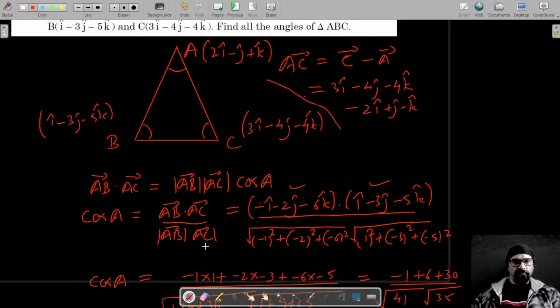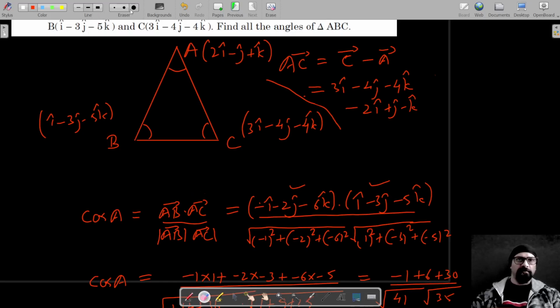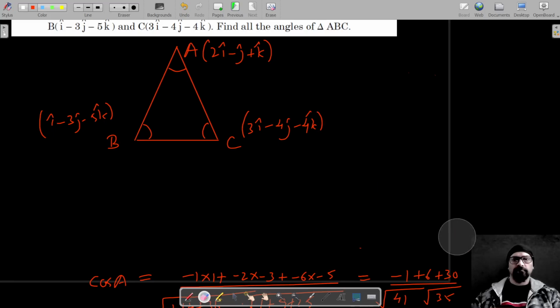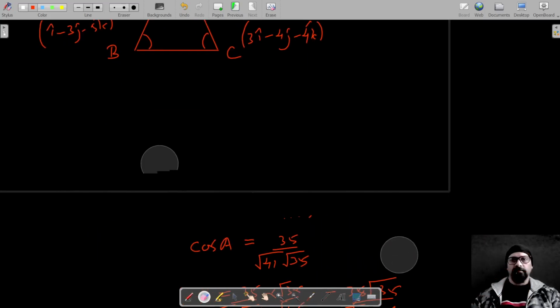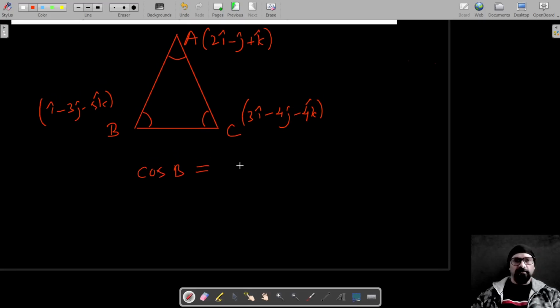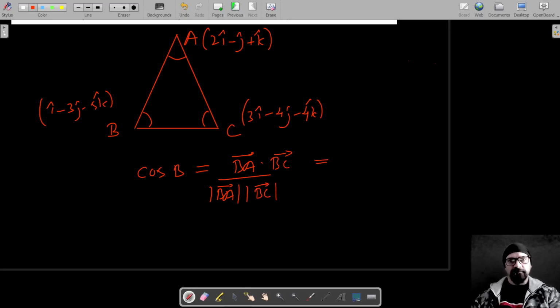Now let's move on to find angle B. So we will use a similar process. Once again, cos of B will be the dot product of BA and BC divided by their magnitudes.